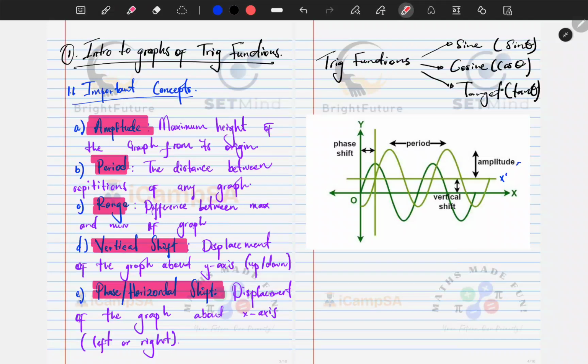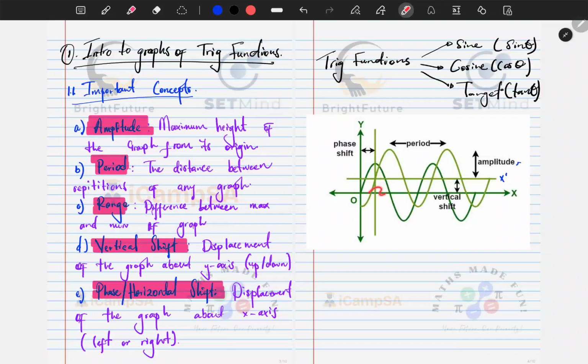Then we have what we call vertical shift. A vertical shift is the displacement of the graph about the y-axis. So we go back and look at the dark green graph. This is a graph, and it's starting from its origin, from 0, 0 here.